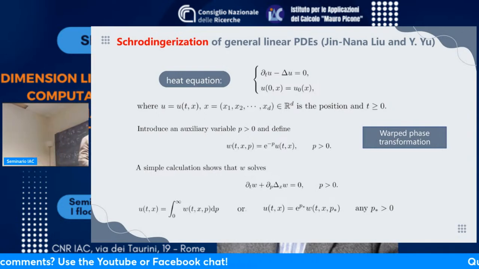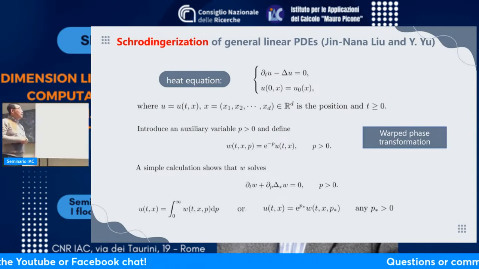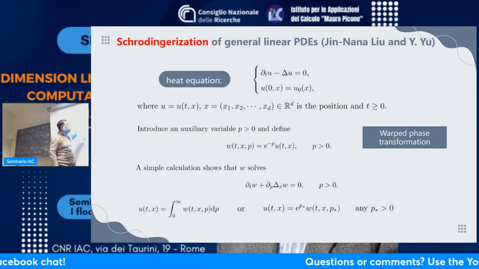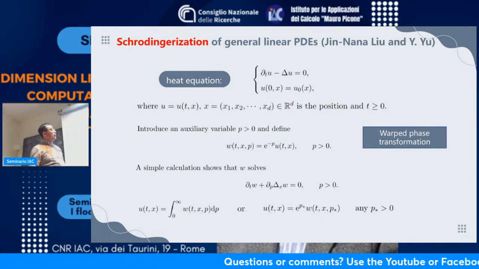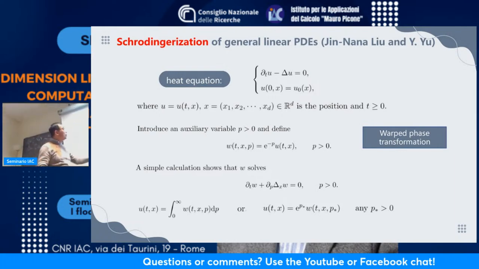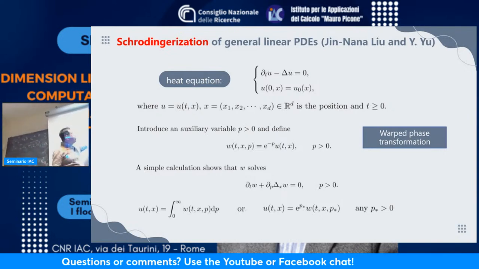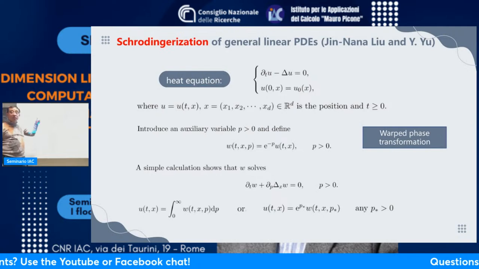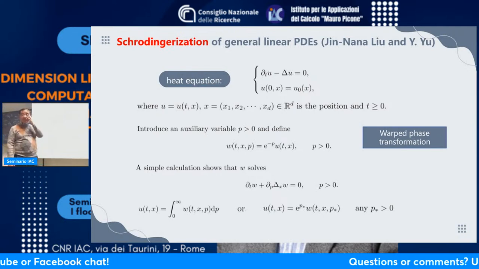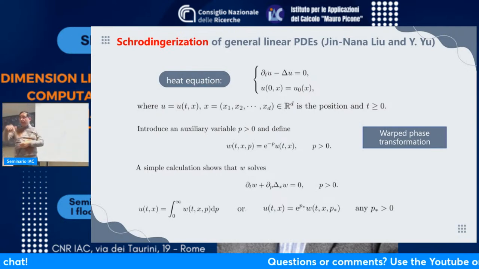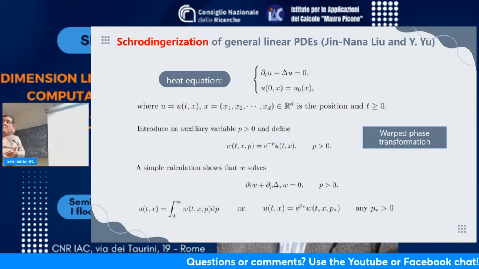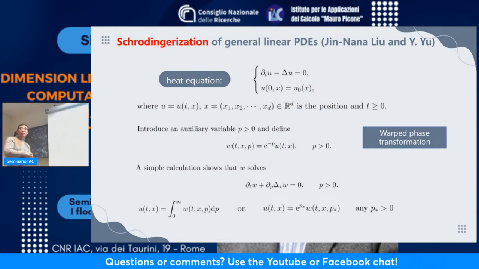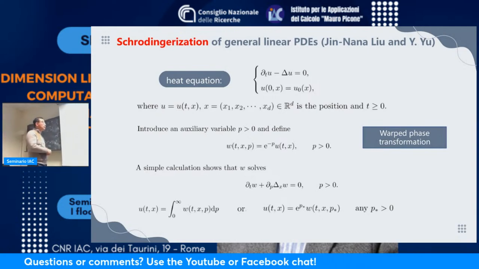So let me give an example of a heat equation. Everybody knows this equation, all right? Suppose you are solving it in very high dimension. So this is our transformation, very simple. You introduce a W, which is U, which only depends on space and time, multiplied by e to the minus p. Now W, of course, adds one dimension. p is a scalar, it's positive, okay? So you go to one dimension higher.